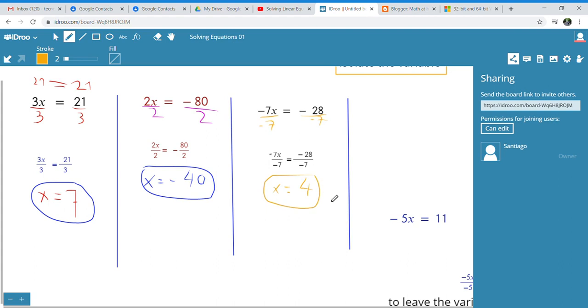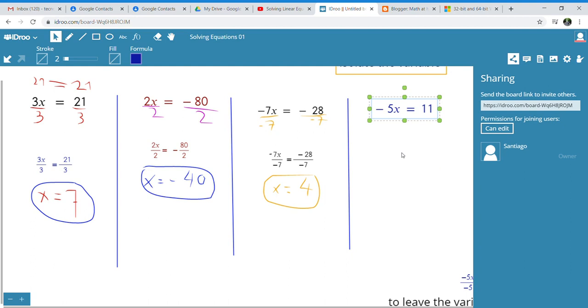Is that true? I have to check it. Let's try and check if this is the right solution of the equation. So minus 7 times x, with x equals 4, times 4 equals negative 28. So it makes the equality true. Let's go to the last equation. Here you have another equation.